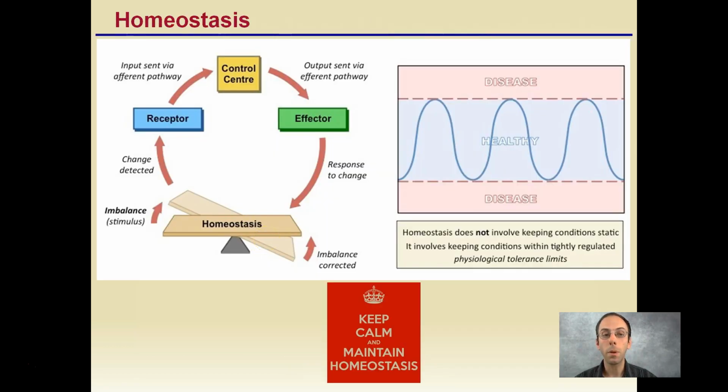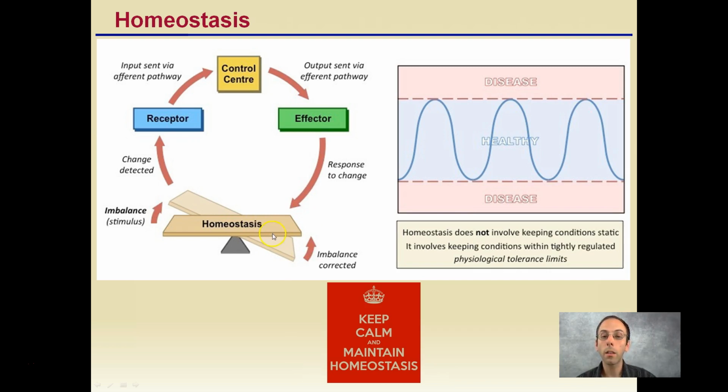So starting first with the basics of homeostasis. Well, we have our homeostasis. We want to be nice and level. But we have an imbalance that's occurring. Well, that imbalance needs to go through a receptor to detect that change. It needs to go to a control center of some sorts that then will send out an effector which will respond to that change and help correct that potential imbalance that did occur.